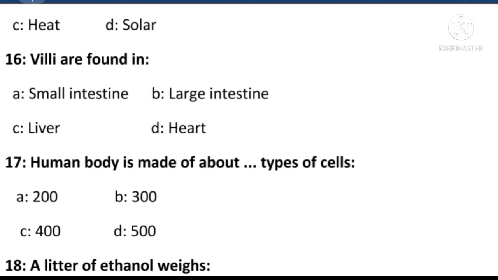And next question. Human body is made of about types of cells: 200, 300, 400 or 500. And answer is A, 200. Human body is made of about 200 types of cells. A is correct option.